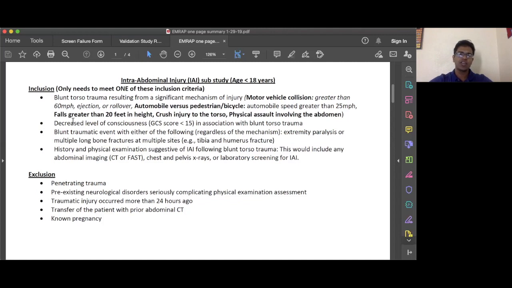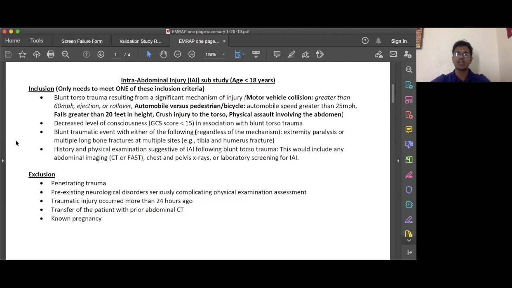The other inclusion criteria is decreased level of consciousness in association with blunt torso trauma. So if their GCS score is less than 15, then they can be included into the study. And the third inclusion criteria is blunt traumatic event with either of the following: extremity paralysis or multiple long bone fractures in multiple sites.